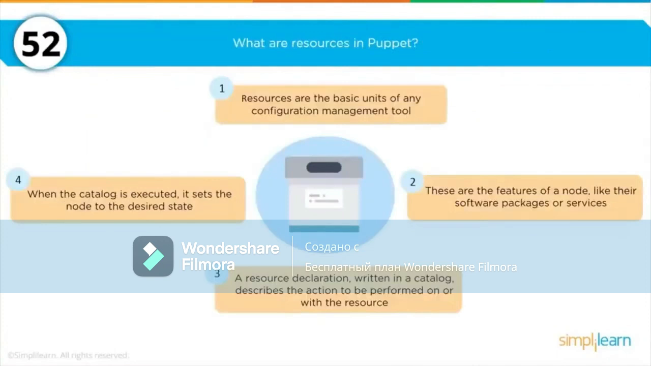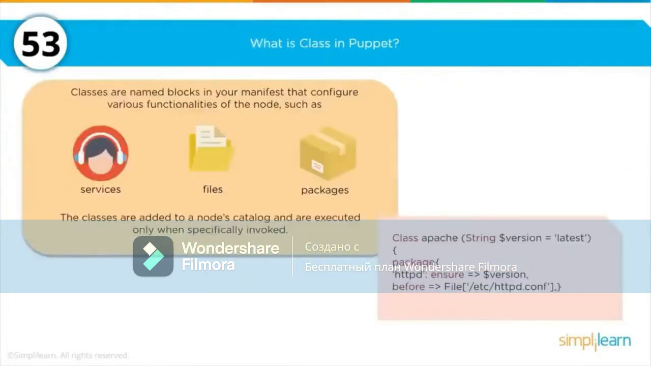So what are the resources in Puppet? Well, fundamentally, resources are a basic unit of any configuration management tool. They are the features of the catalog and execution code. Dig deeper into Puppet. Another thing likely to be asked in Puppet is really your manifest that contain the various configurations.